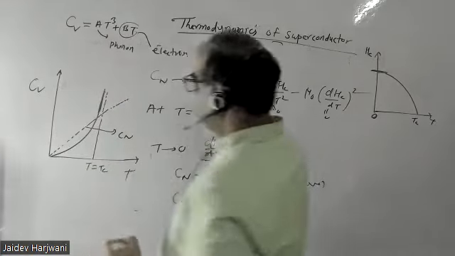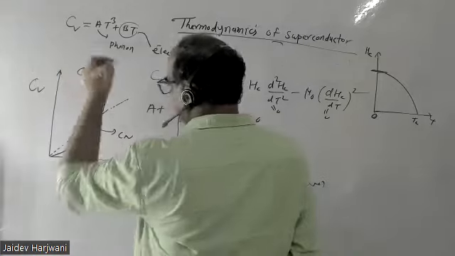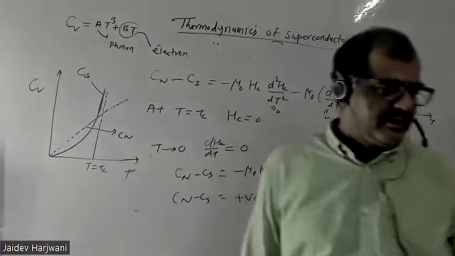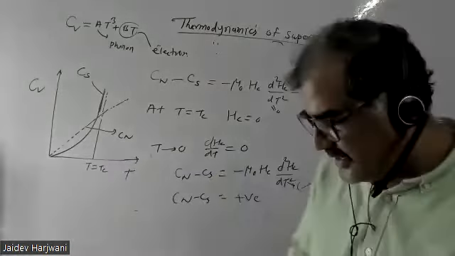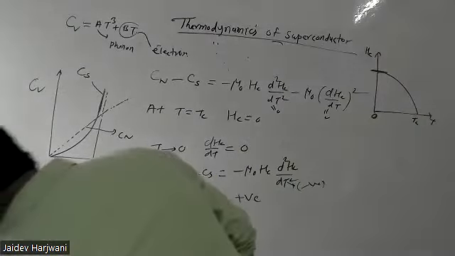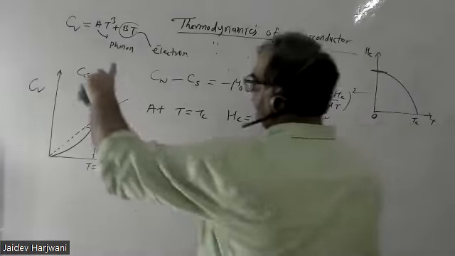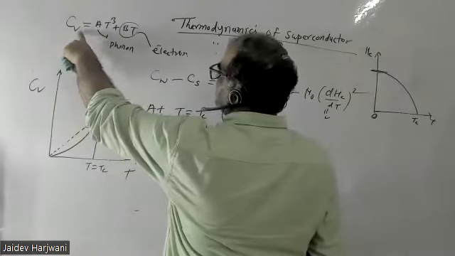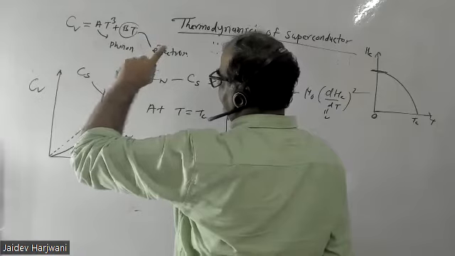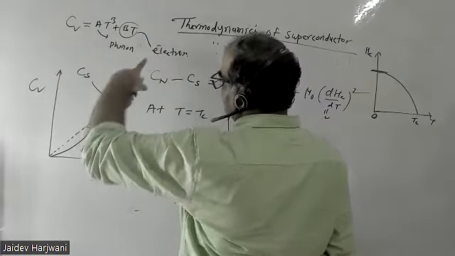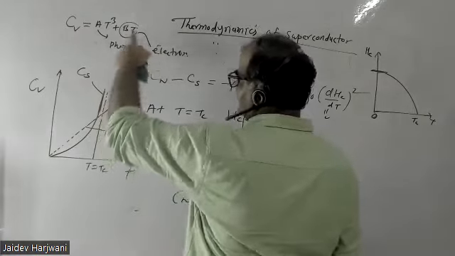So the specific heat variation of your superconducting state is exponentially decreasing, and that is a very important result. Why is it so? In a normal metal we have Cv equal to AT cube plus BT. But at low temperature, your specific heat does not vary like a normal metal for a superconductor.